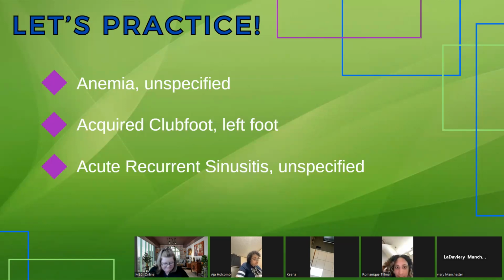And the code that I got was J01.91. All right, yes, that's where the alphabetic index is leading us to. Sinusitis, acute. It's not J01.21. No, it's not 1.91.